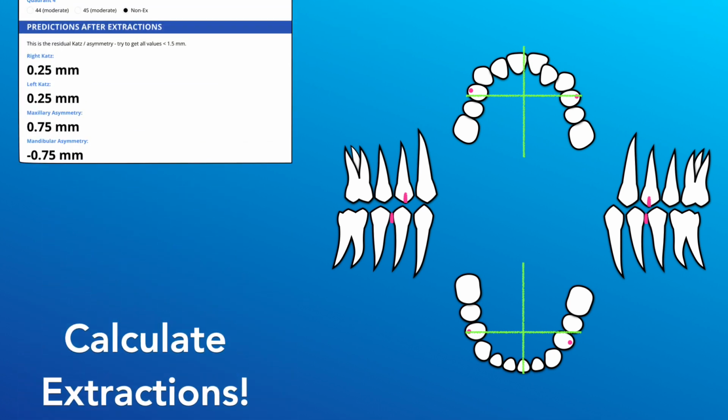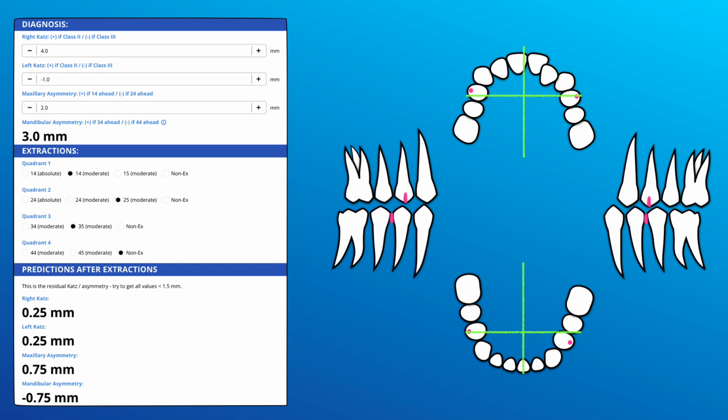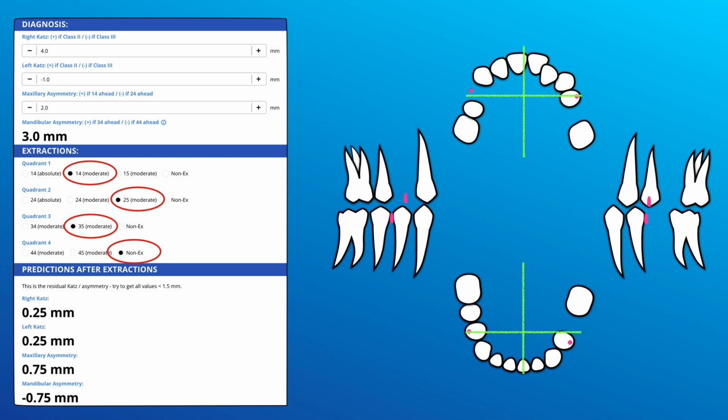So the extraction pattern that I came up with to treat this malocclusion was extraction of 1,4, 2,5, 3,5, and nothing in quad 4. We'll remove those teeth, and now the 1,5 is the 4th tooth back in quad 1, so I've designated it as such.